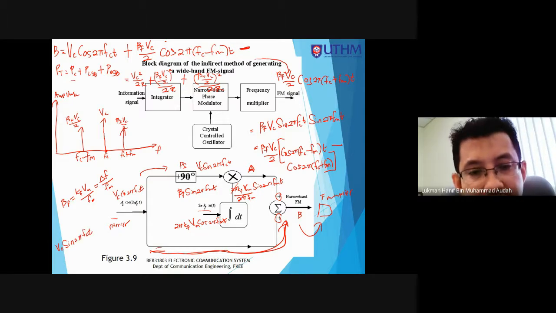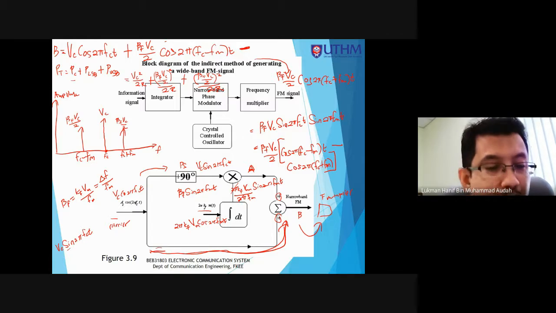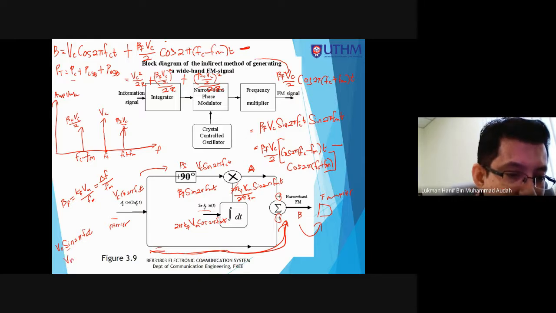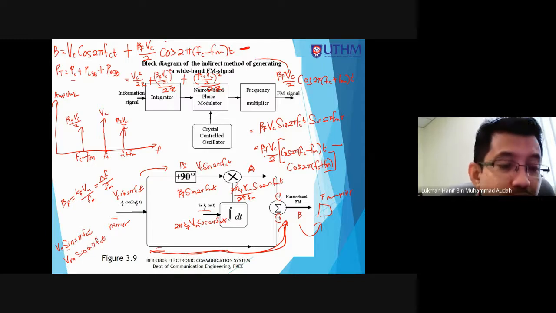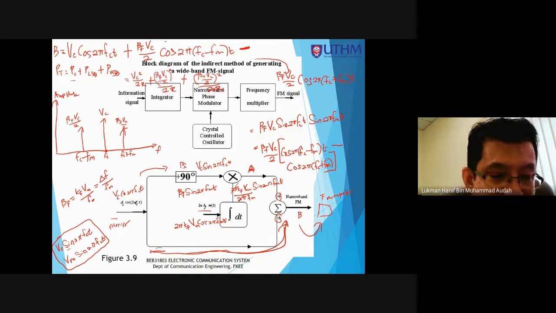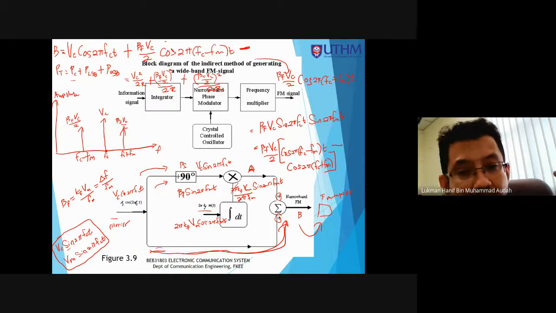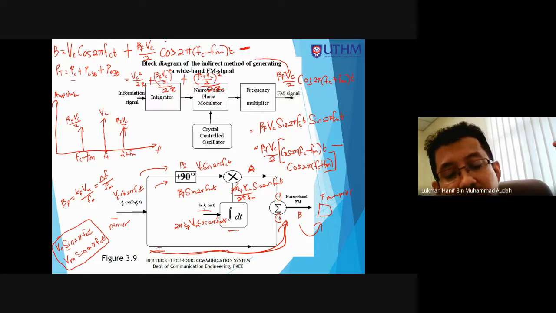Dan sama juga dengan kalau kamu nak gunakan sine, biasanya kita akan gunakan sine juga untuk modulating signal. Bermakna modulating signal VM sin 2 pi FMT. Bukan perlu, bukan mesti macam ini. Dia bukan mesti seperti ini. Biasanya dalam soalan kita akan bagi benda yang sama. Kalau kita bagi cos, semua dalam bentuk cos. Kalau sin, dia akan jadi sin. So kalau sin bermakna lalu dalam phase shifter dia akan jadi cos. Sama juga dengan di sini, integral of sin dia akan jadi negative cos.